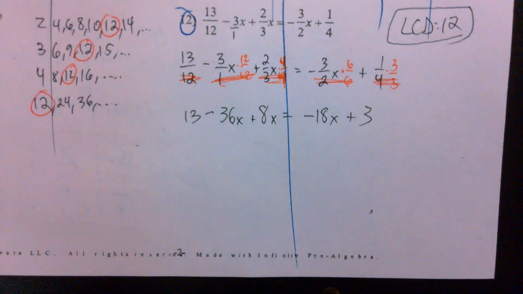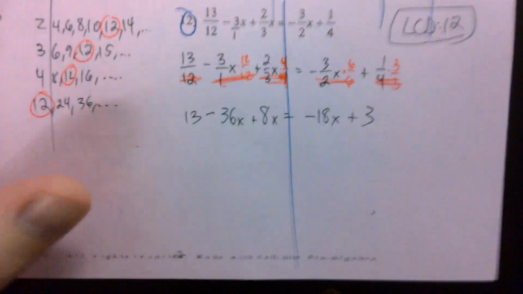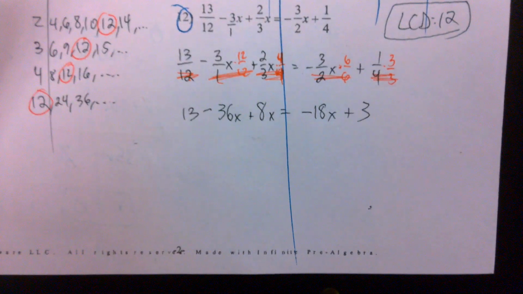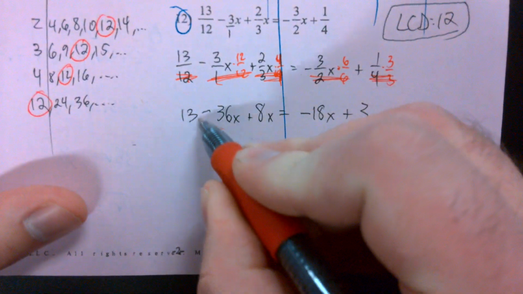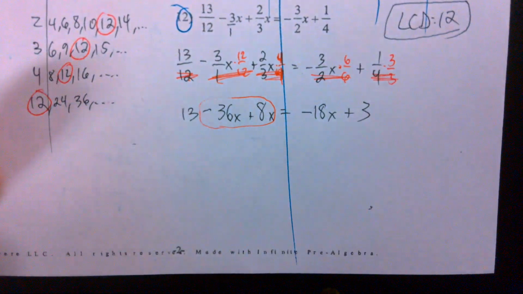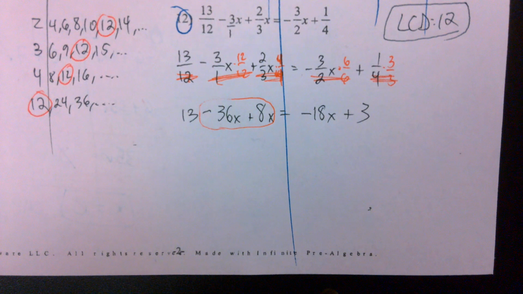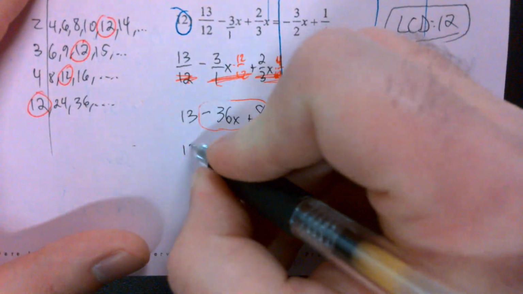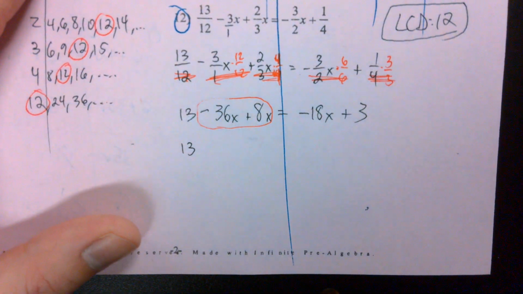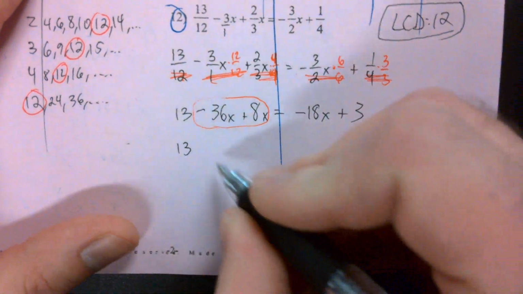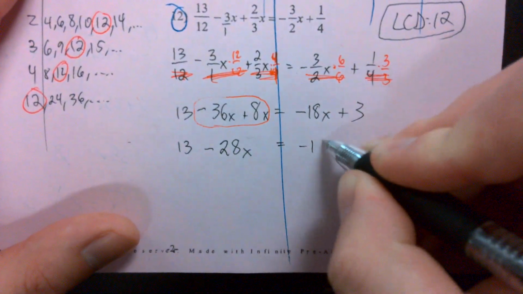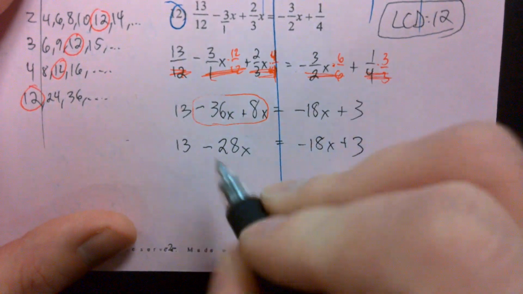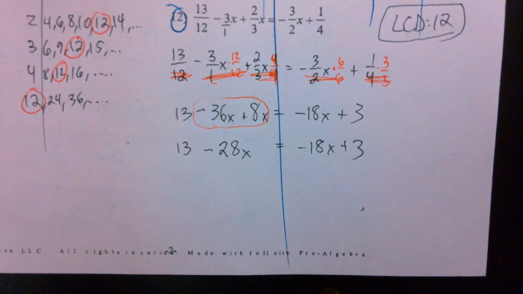Anyone see what we can do here now? Anything maybe we can combine? That's right. What can we combine that are like terms? Negative 36 plus 8. What would that give you? Negative 28. Right? 8 minus 36, negative 28.